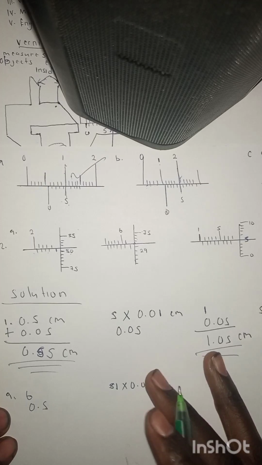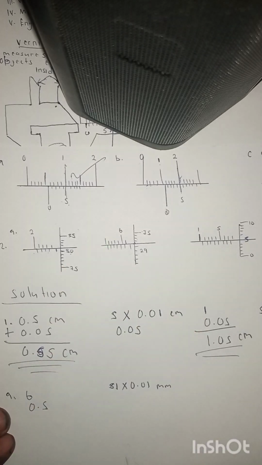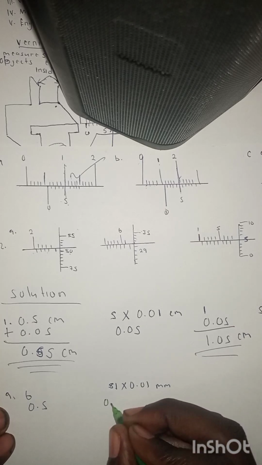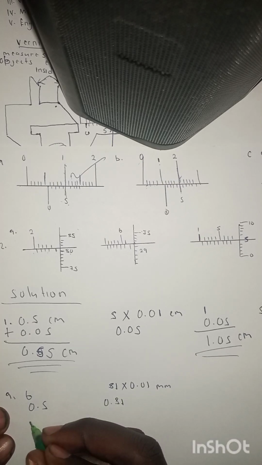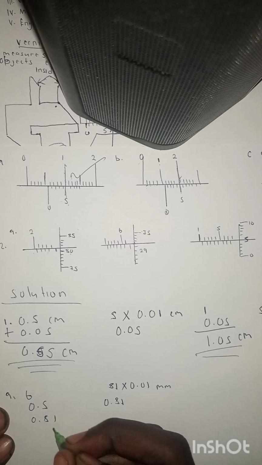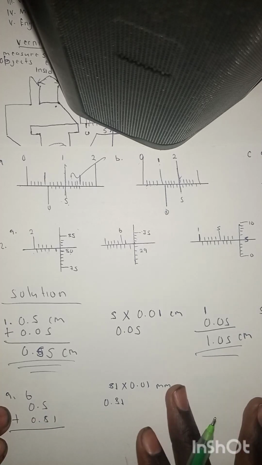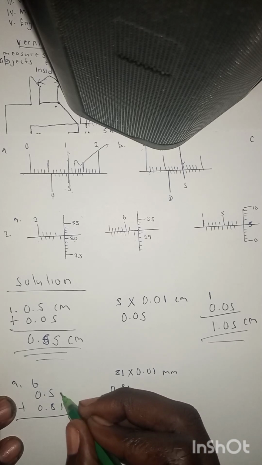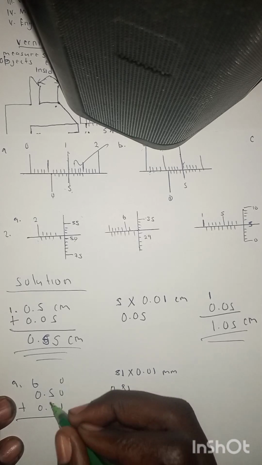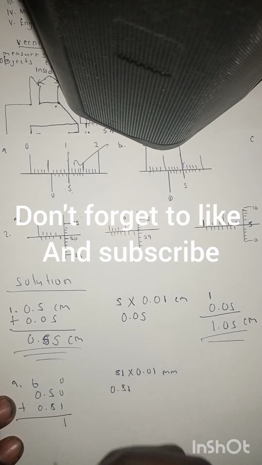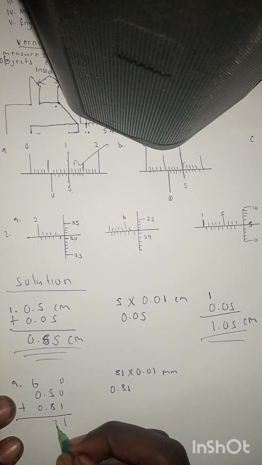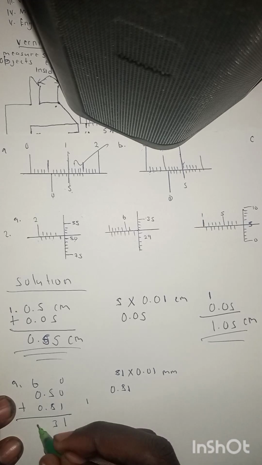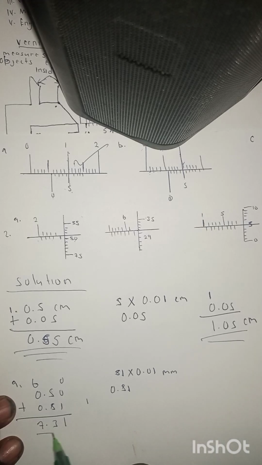It's in millimeters because we are dealing with a micrometer screw gauge. So when you multiply that, the answer will be 0.81. Then you just write 0.81. Then you just add all the figures here, okay? So 1.00, that's 1. 5 plus 8, that should be 13. Carry 1, then 6 plus 0 plus 1, that's 7. So this will be your answer.